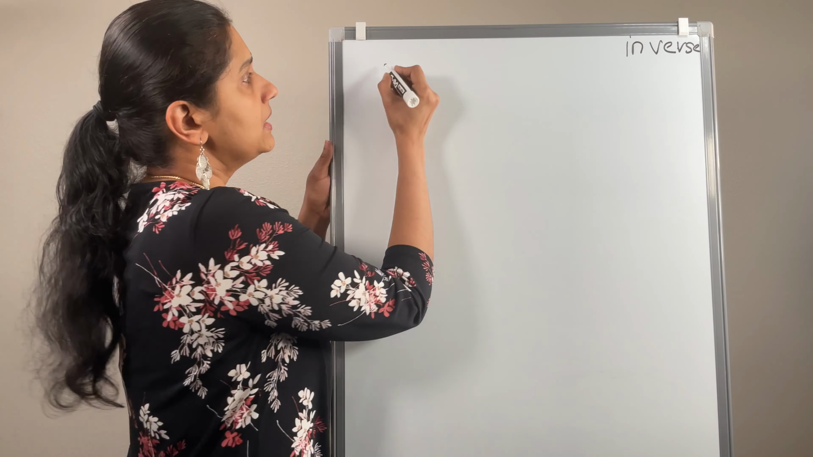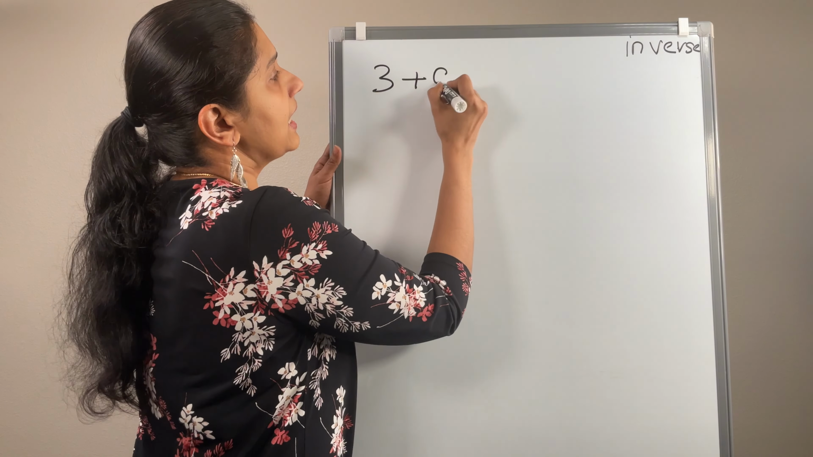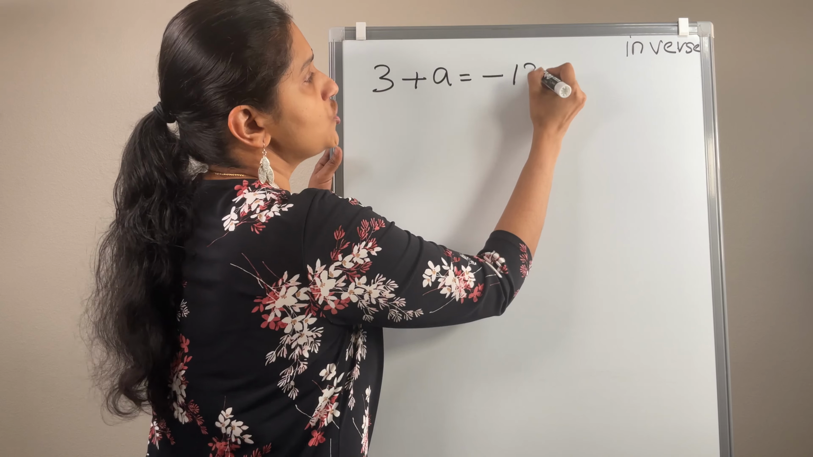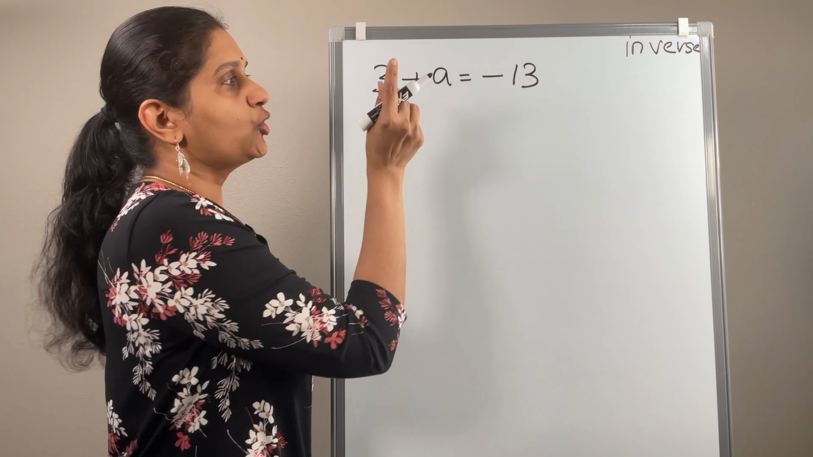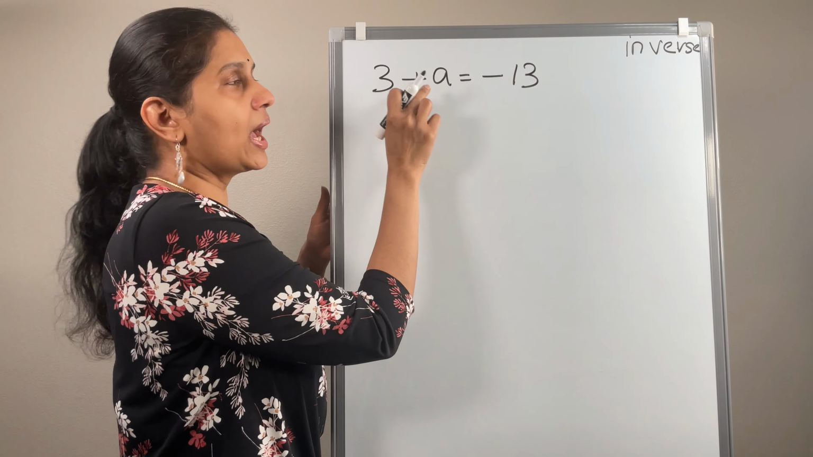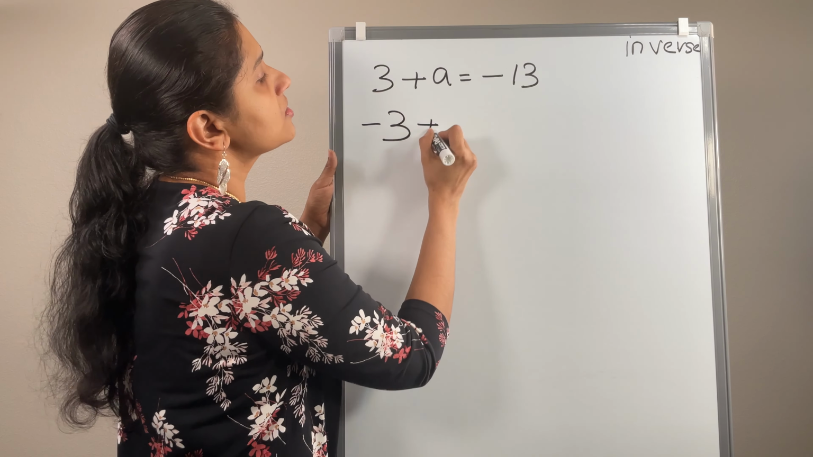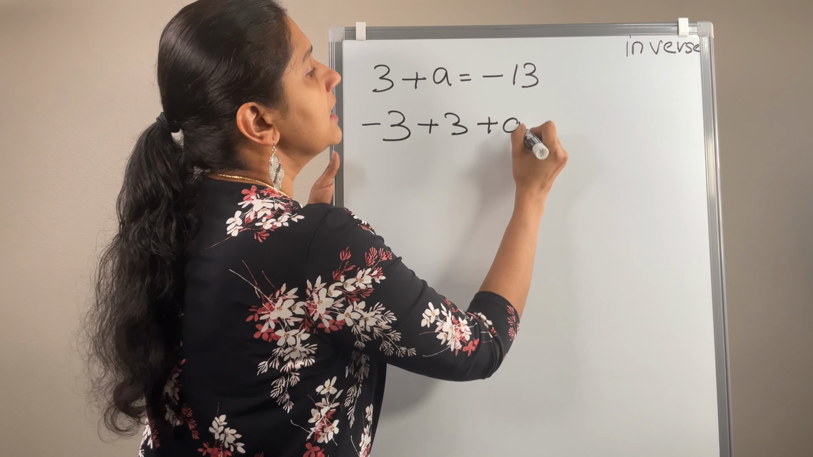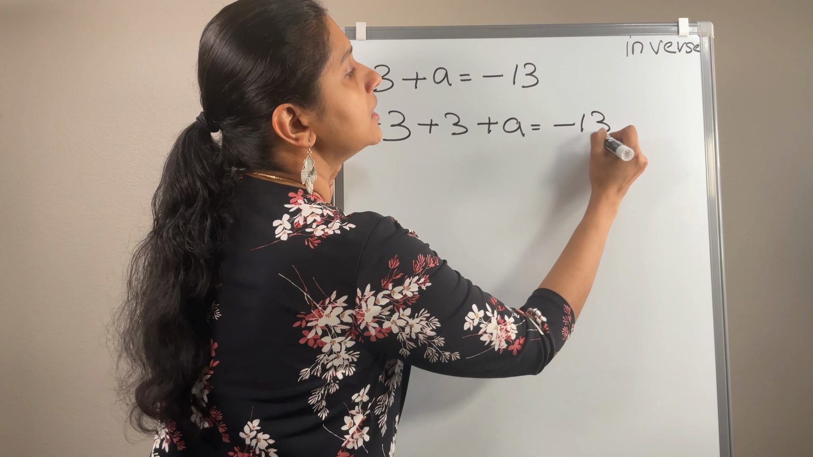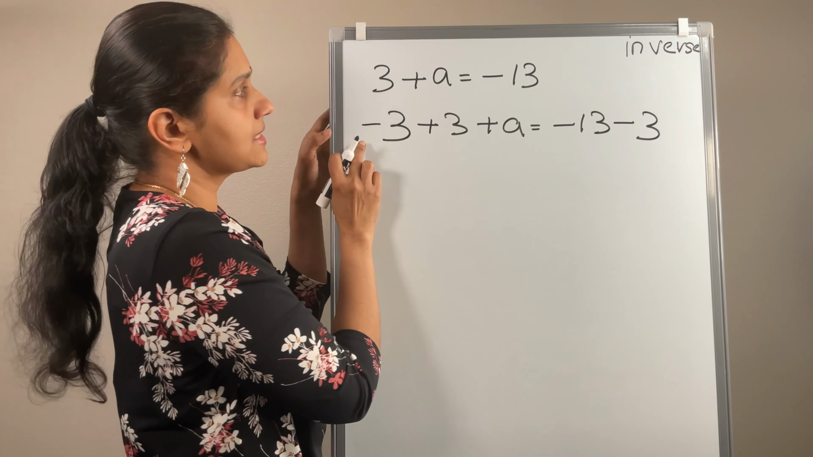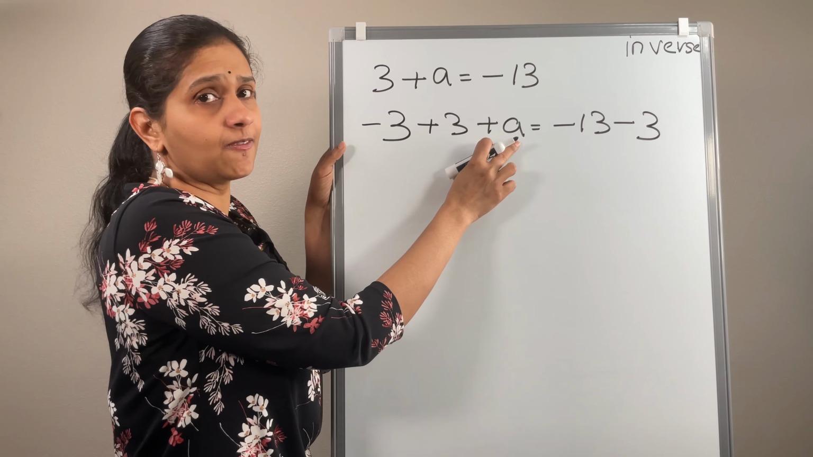Consider the example 3 plus a is equal to negative 13. Now you have to get rid of this 3 next to the variable a. So I am going to do the inverse operation. Just subtract 3 from it, plus a, that is equal to negative 13 minus 3. I am just isolating the variable a.